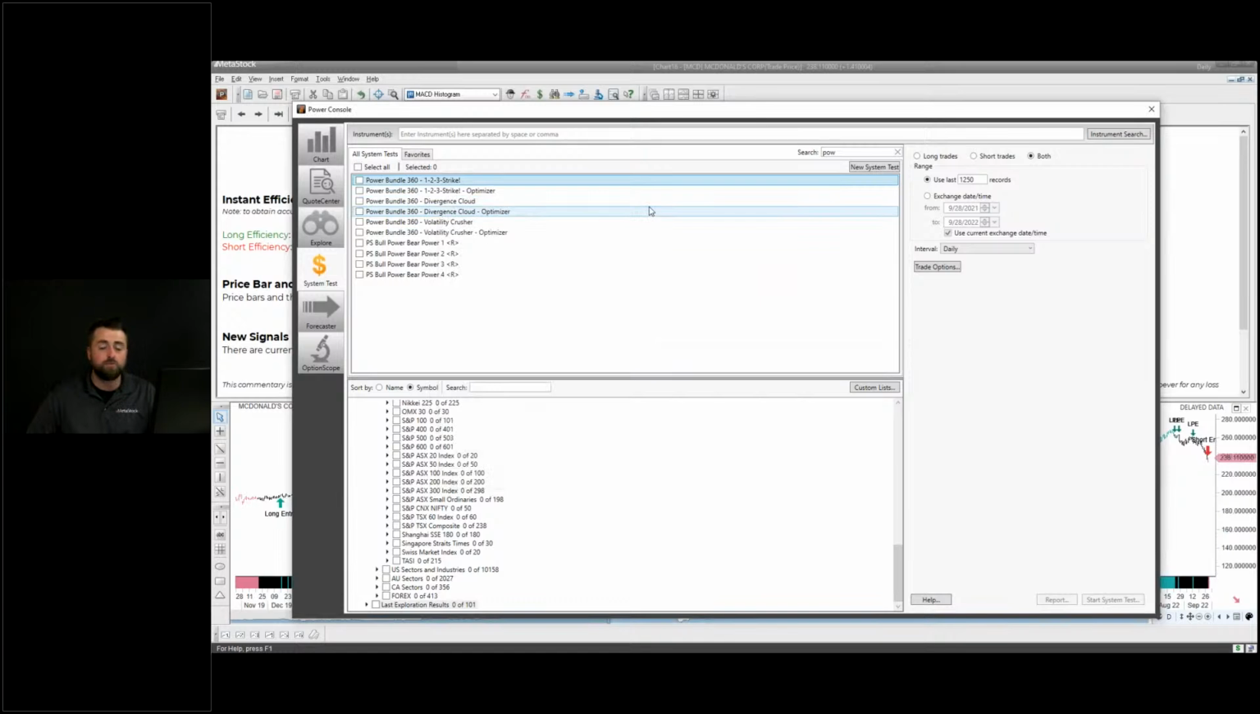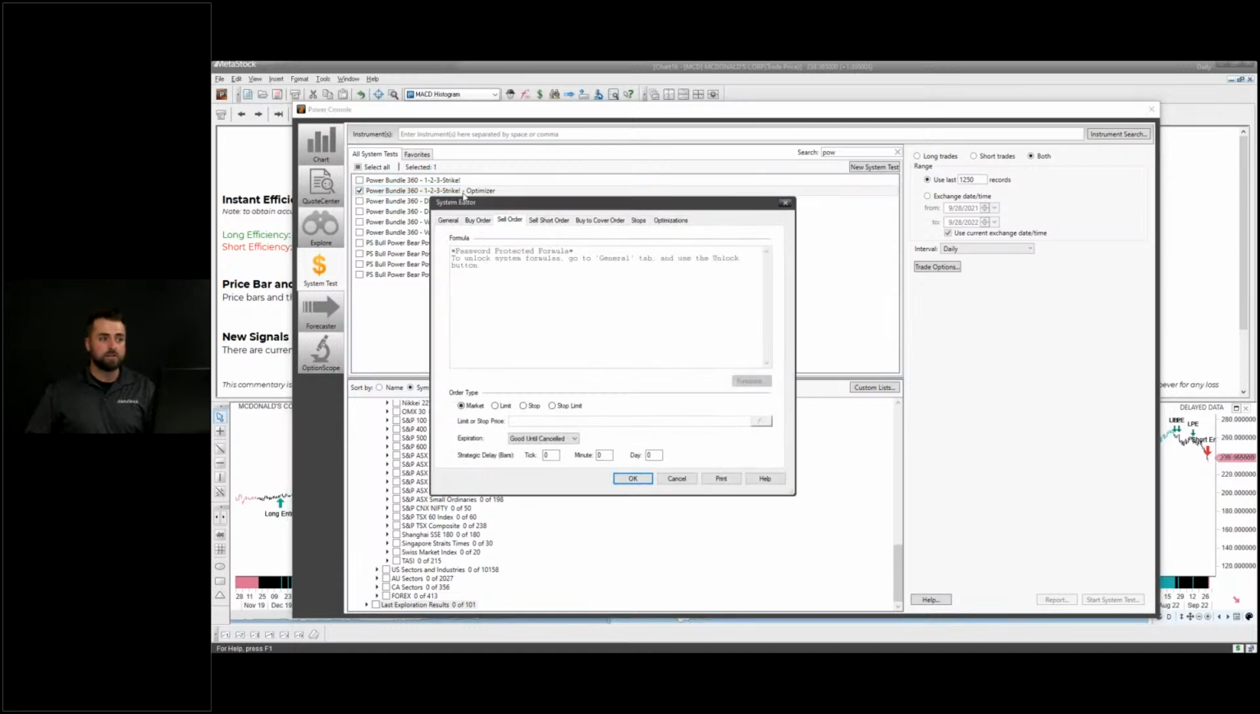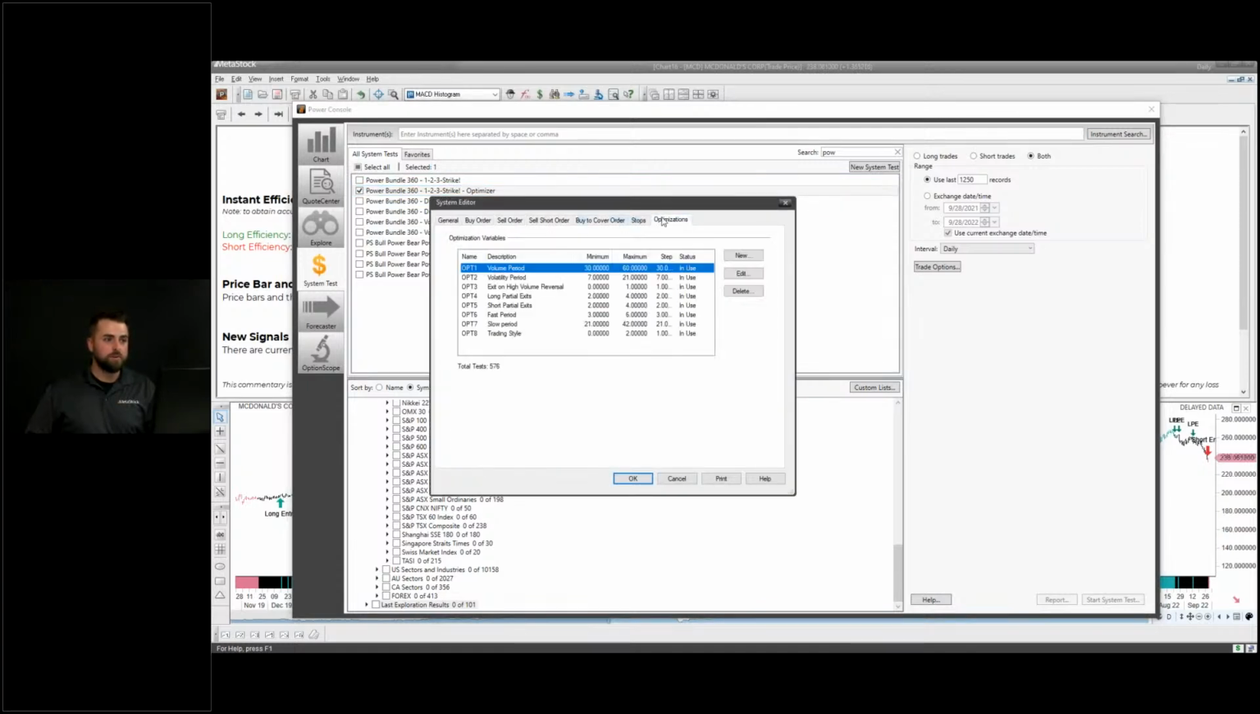Well, I can't see the actual formulas because this is a unique system created by Sinnig, but this uses the defaults. I guess that's what I'm trying to say. But I could run this optimizer, and then what the optimizer will do is I can see optimizations here. So for options 1 through 8, the volume period, volatility period, exit on high, long partial exits, etc. So you can set these to whatever you want.